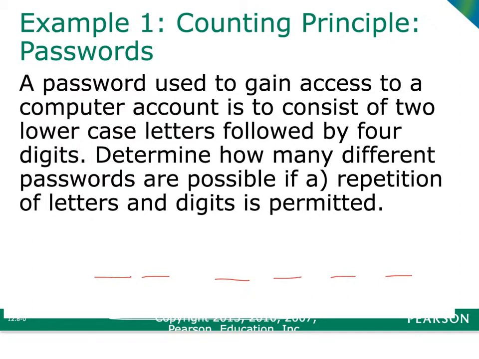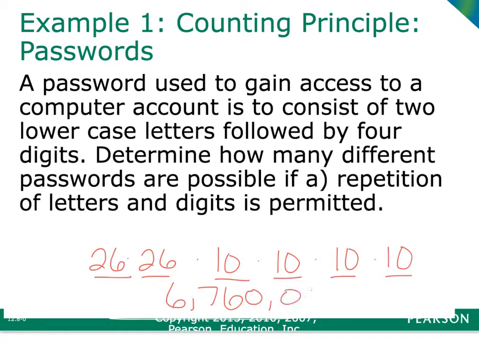Well, we know in the English language that there's 26 letters, so there's 26 letters for option 1. There's also going to be 26 letters for option 2 since repetition is allowed, and we're allowed to use 4 digits. There's 10 digits that we typically use, 0 through 9, so there's 10 digits for option 1, option 2, option 3, option 4. So using the counting principle, all you need to do is multiply these 6 items together, and that will tell you how many different passwords there are. If you do the multiplication, there are 6,760,000 passwords.